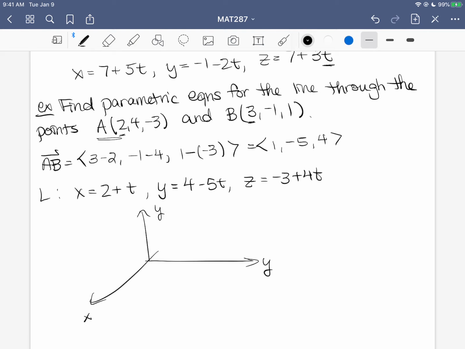So my points are 2, 4, negative 3. So 1, 2, then 1, 2, 3, 4, and then down 3. 1, 2, 3. So say here's A, and B is 3, negative 1, 1. So 3, negative 1, and up 1. It's about there. And I don't have a straight edge, so as close as I can. Here's my line now. All right.